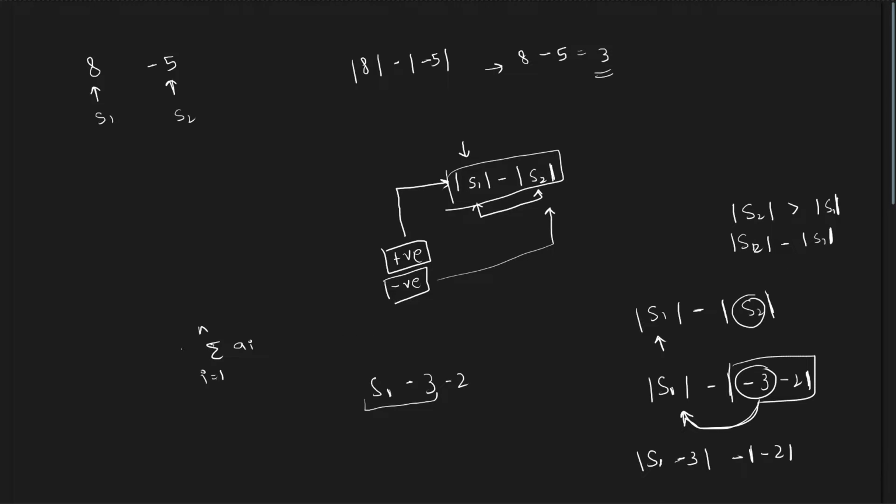So effectively what I can do is I can just sum all the values given in the input and I can just take the absolute of it. So this would be my final answer.